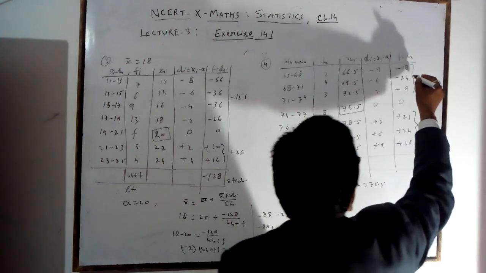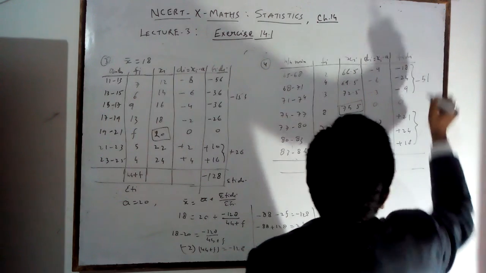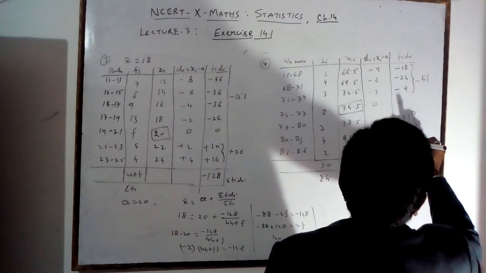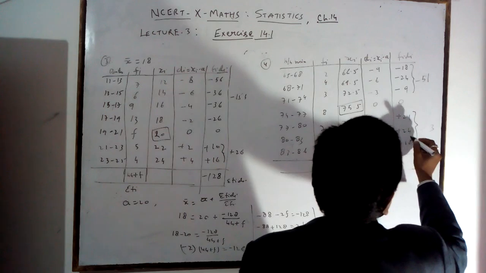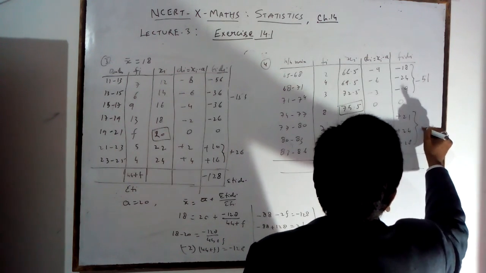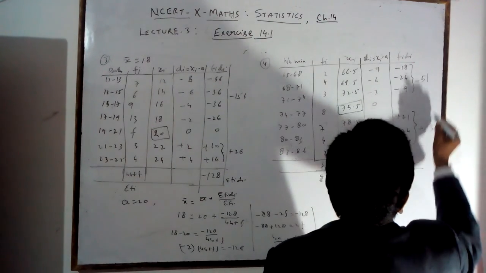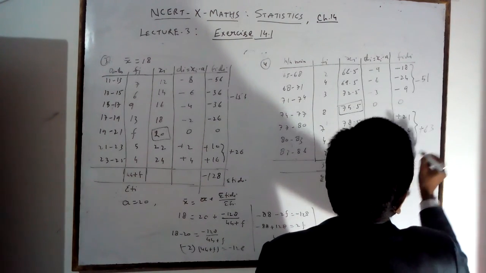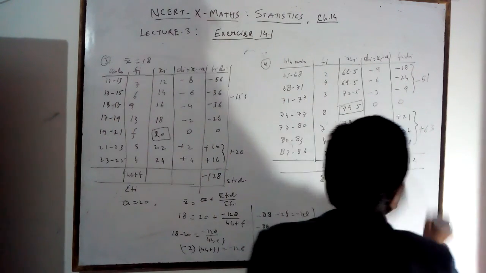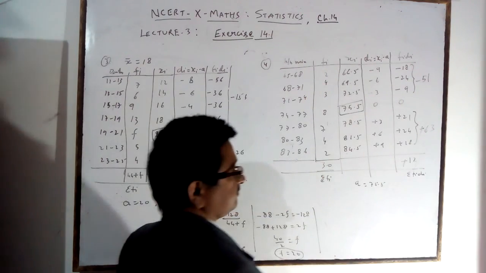Separately you add. Minus 51. Here 63 plus 63. So it is greater than this. So what will you get? 2, 3 minus 1, 2, 6 minus 1, 1 plus 12. Sigma Fi di is equal to plus 12.